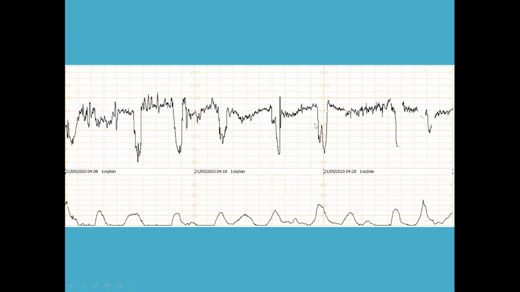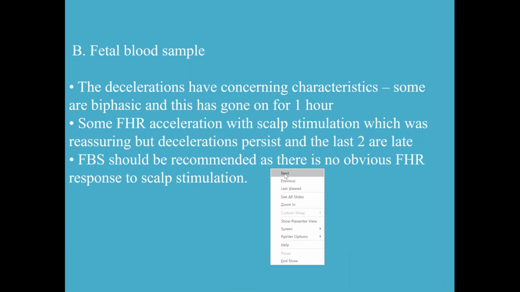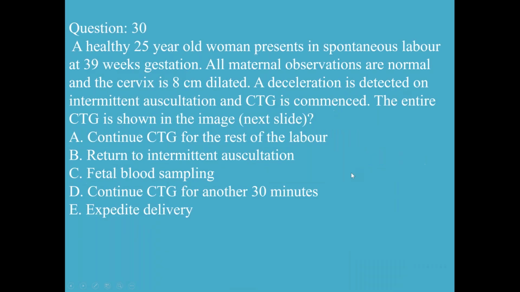I can't see the CTG. Is there any concerning feature? Yes, this is biphasic. There is nothing wrong with the contractions. So it is still a pathological CTG. The next question.